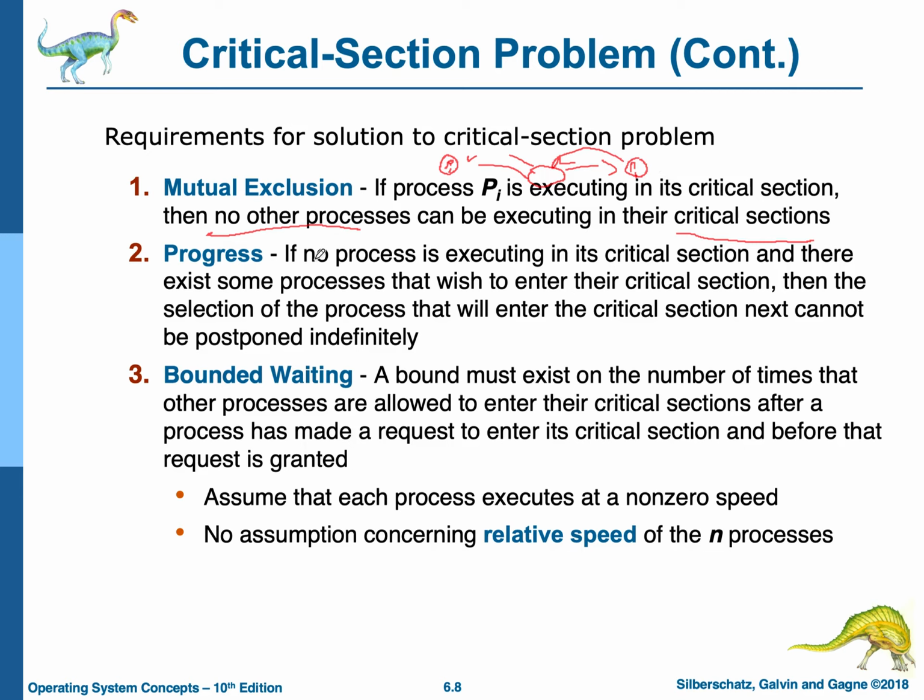Another is progress, that every process must be progressing. For example, if no process is executing in its critical section and there exists some process that wishes to enter its critical section, then the selection of the process that will enter the critical section next cannot be postponed indefinitely. If a process wants to enter the critical section and no other process is ready to enter, even if that process has low priority, it will be allowed to enter. It will not be postponed indefinitely because some other high priority processes are expected to use the critical section in the near future. The process will progress even if it is a low priority process.